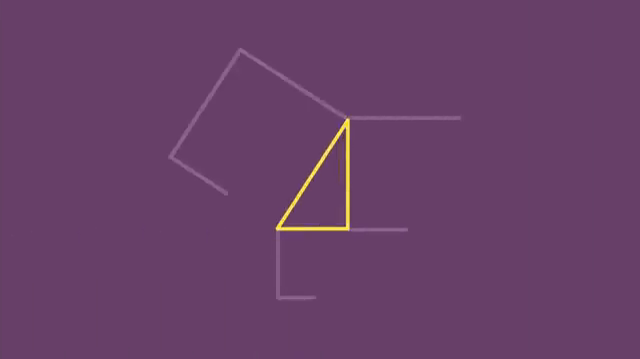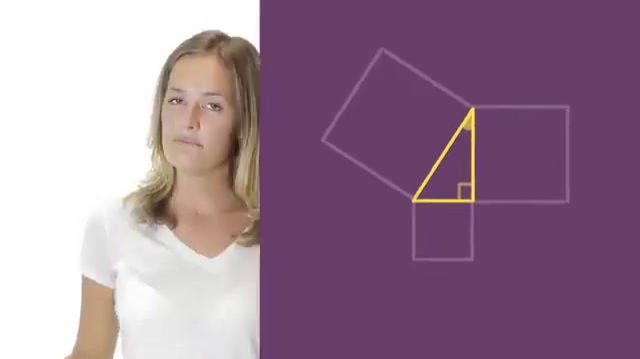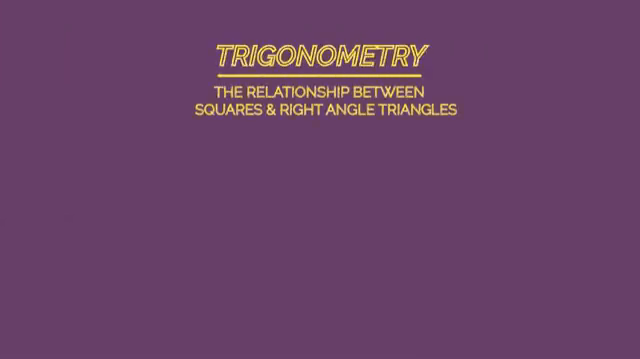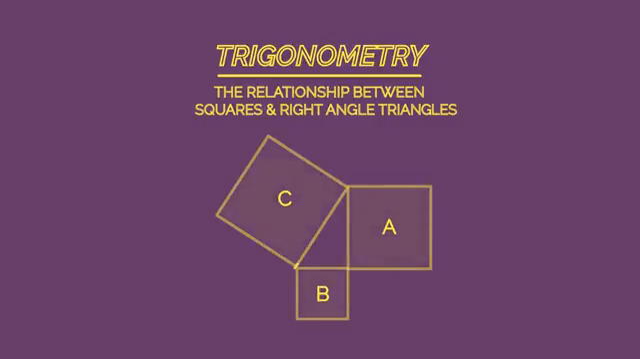If these three squares were made of gold and I offered you either the large square or the two smaller squares, which would you choose? You may be surprised to hear that the two smaller squares are the exact same size as the larger square, so whichever you chose, you'd have received the same amount of gold. In this video, we're going to look at the relationships between the squares on the sides of right-angled triangles.